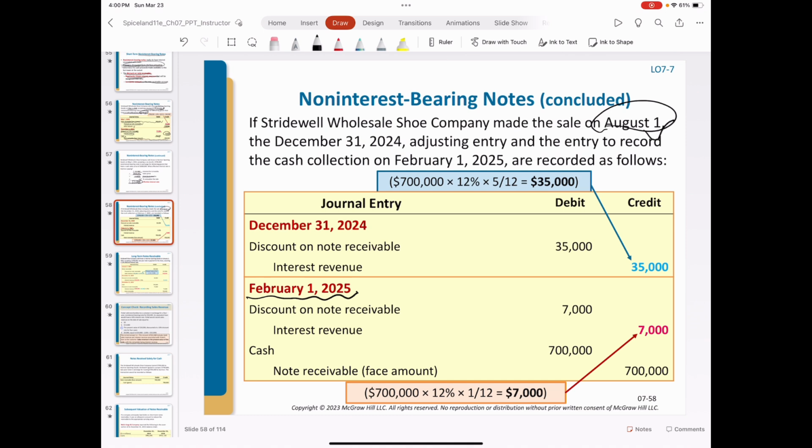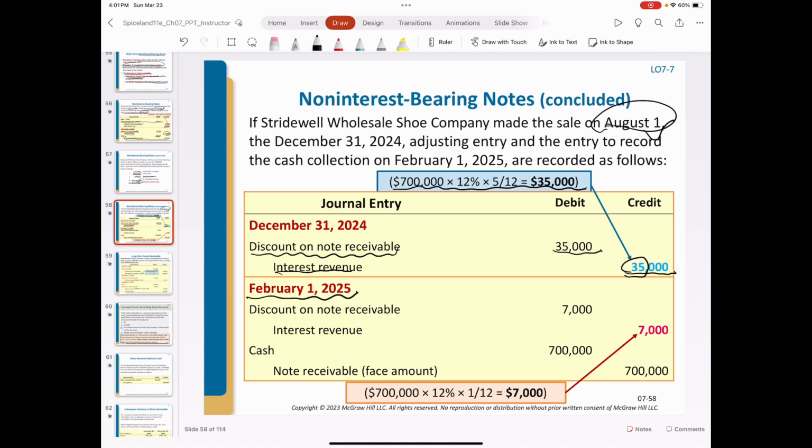On December 31st, that's the end of fiscal year, the company should prepare its financial statements, so we should accrue the interest revenue based on the given information. Because from August 1st to December 31st, that's 5 months, so we should accrue 5 months interest revenue. So we are going to calculate $35,000 interest revenue. What we do is we debit discount on notes receivable $35,000, credit interest revenue $35,000. That will guarantee this amount of interest will be recognized as revenue in 2024.